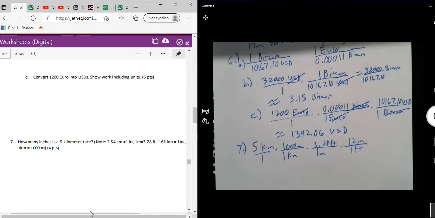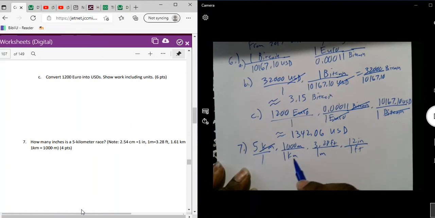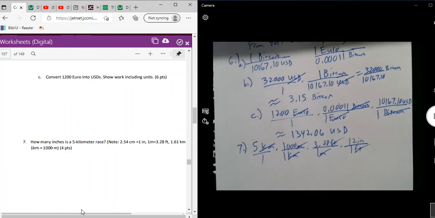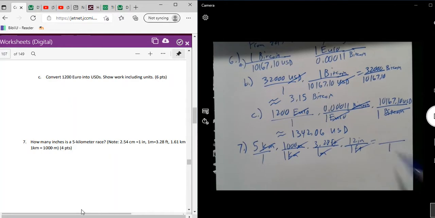Even though it doesn't show us how many inches are in a foot, this is one of those situations, like I told you all before, that you are expected to know that 12 inches is in a foot. So kilometers go, meters go, feet goes. So we know our denominator here would be 1.